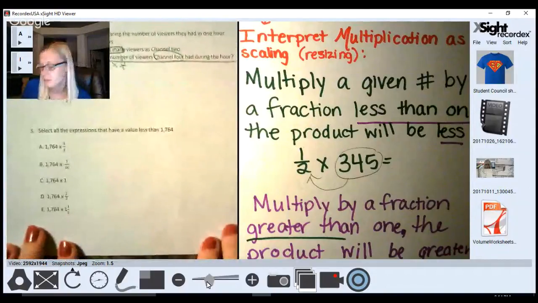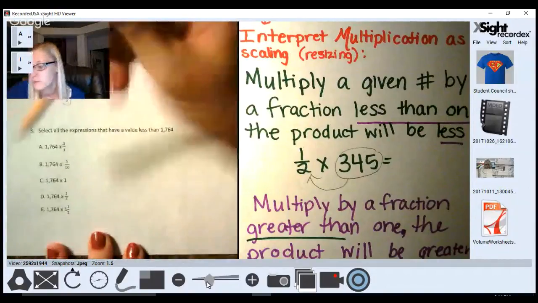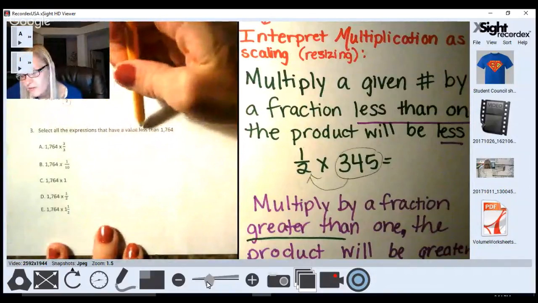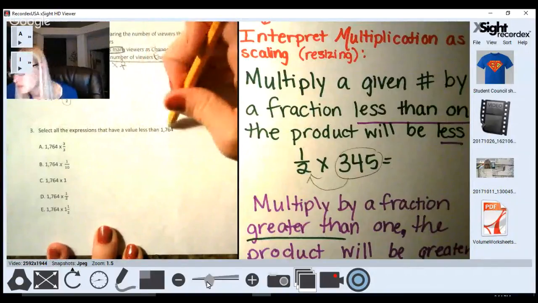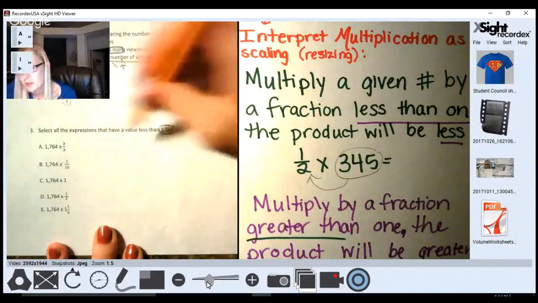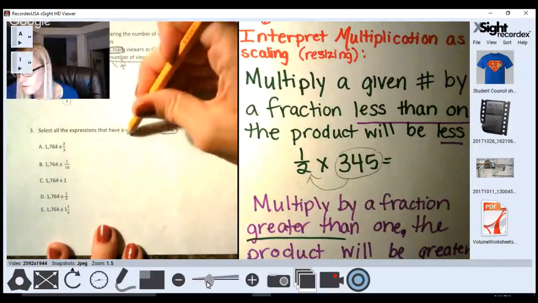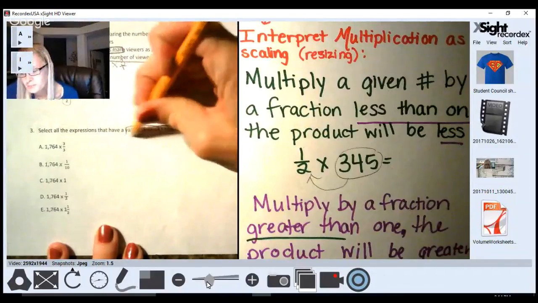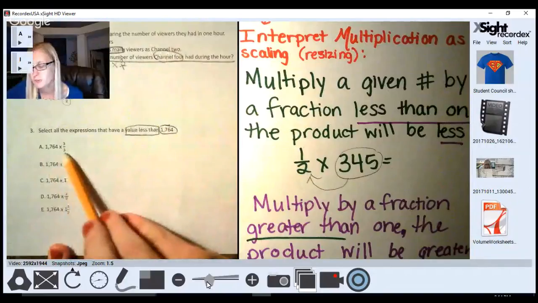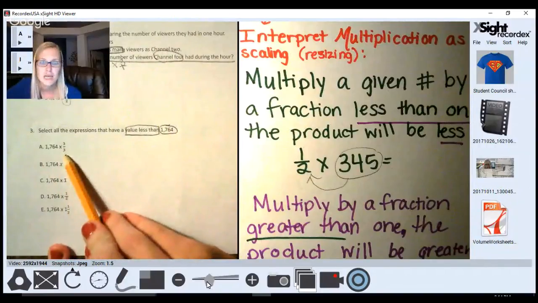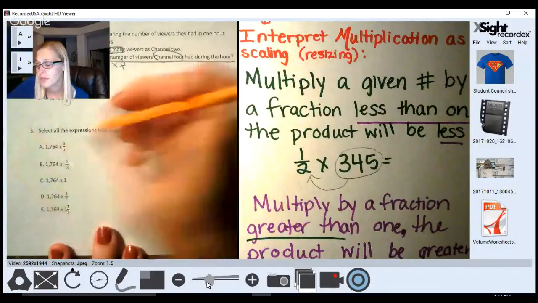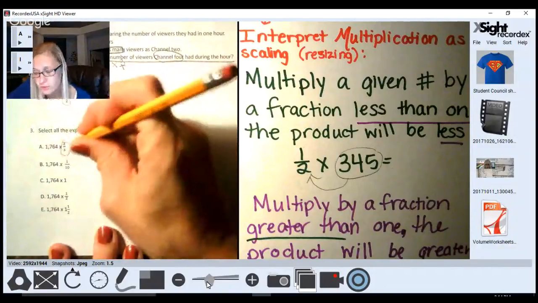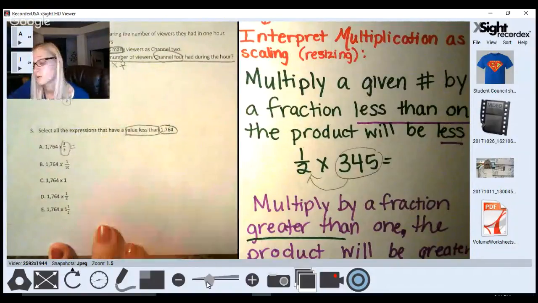I look at number 3. Now, number 3 is to select all, so that's great. Number 3 says to select all the expressions that have a value less than 1,764. So I know I'm looking for that operation, I'm looking for a value less than. So let's look at A. Would A give me a value less than the given number? Right, A doesn't work because A is actually equal to the given number because 3/3 is 1 whole. So this would give me the same number. It would stay the same.